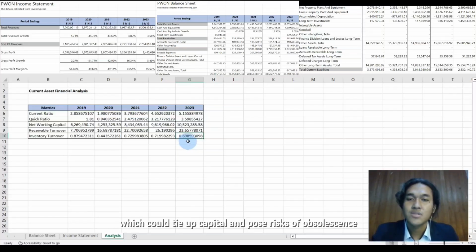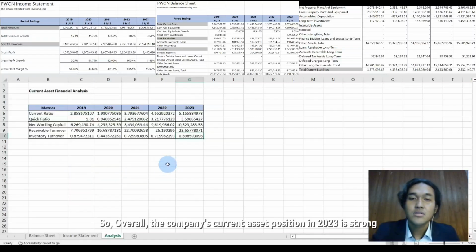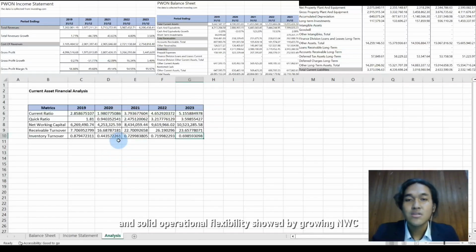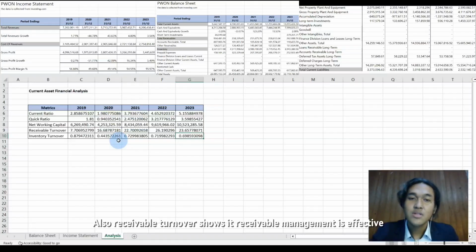pose risk of obsolescence. So overall, the company's current assets position in 2023 is strong. The company demonstrates strong liquidity shown by high current ratio and quick ratio, and solid operational flexibility shown by growing net working capital. Also, its receivable management is effective.